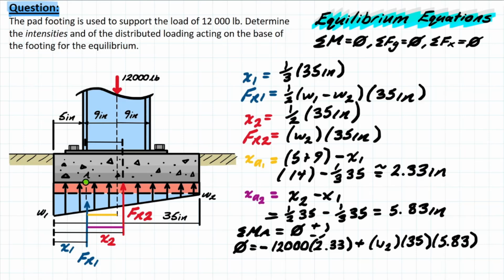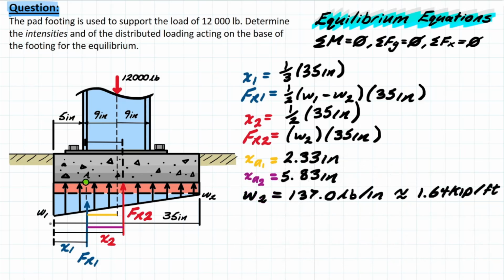And solving for this, you can rearrange it to get W2, which is equal to 137.0 pounds per inch, which is approximately equal to 1.64 kip foot. Alrighty, so now we've cleaned up the problem. The only thing left now is to figure out this W1, and it's just going to be a very simple sum of forces at Fy in order to isolate this unknown variable. So let's see what that looks like when we do that.